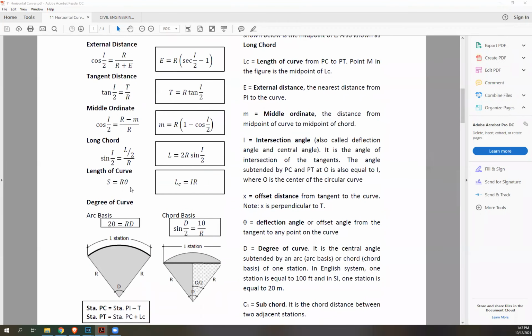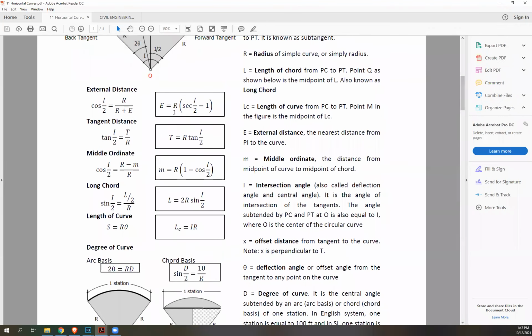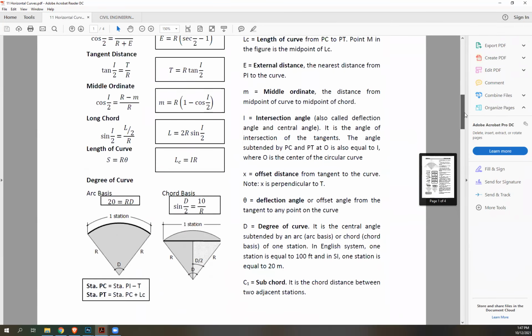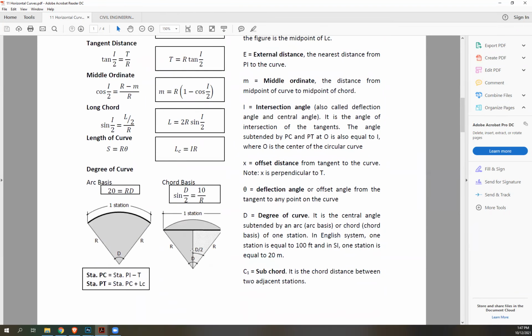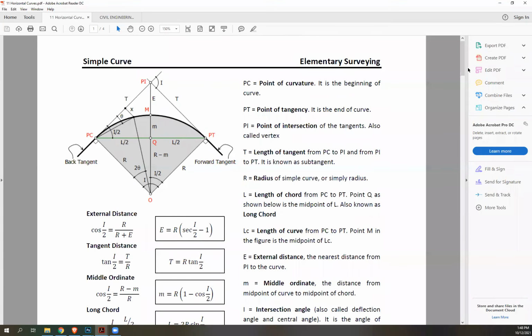And these are the equations of those parts. So external distance, tangent distance, middle ordinate, long chord, length of curve. And as you can see here at the bottom, the equations for your degree of curve and how to get your stations. So let's do that. Let's derive how we got those equations. Okay. So let me just open this up.